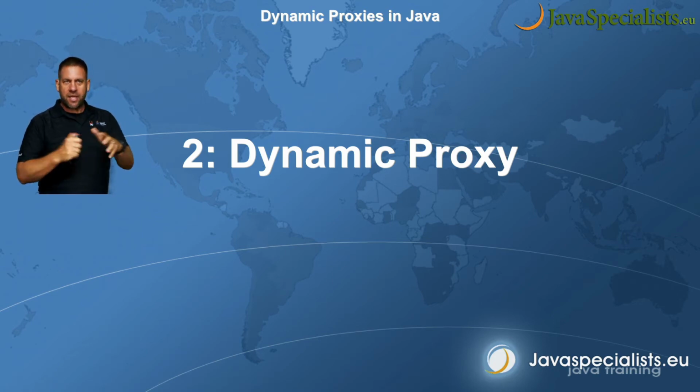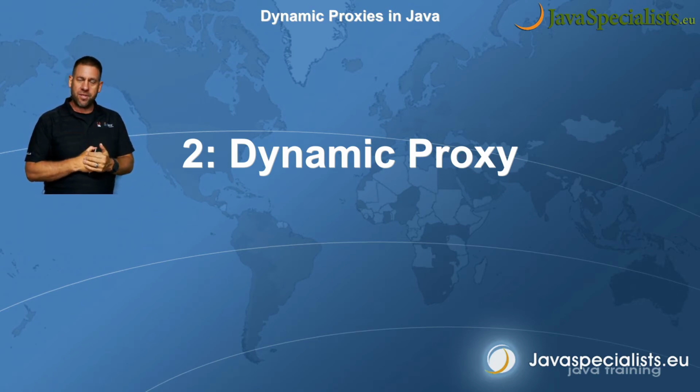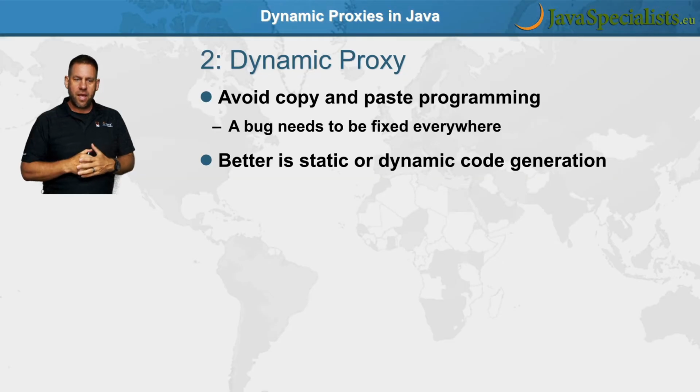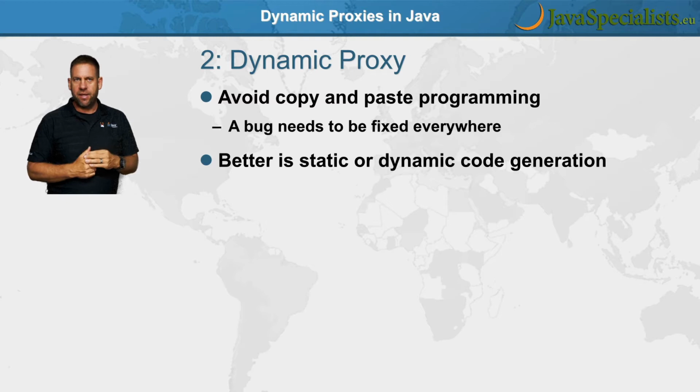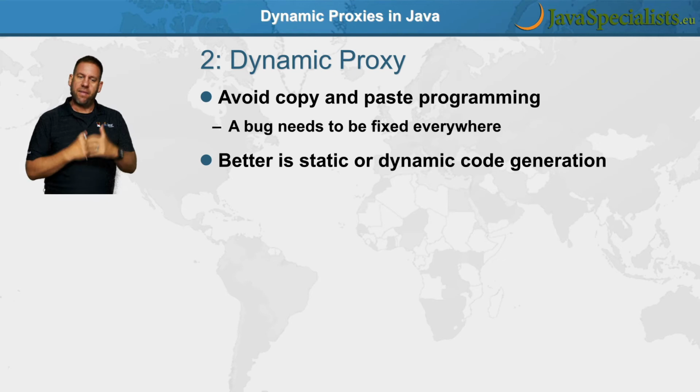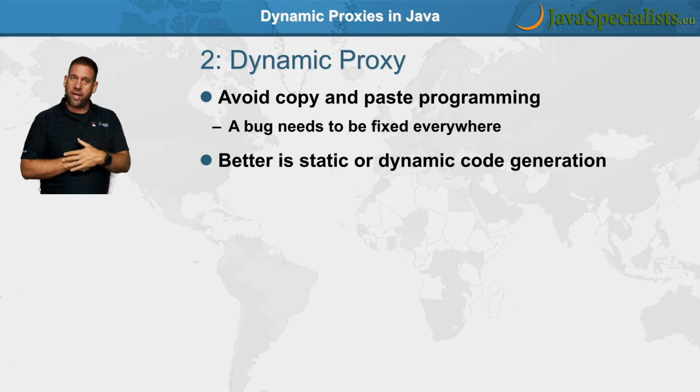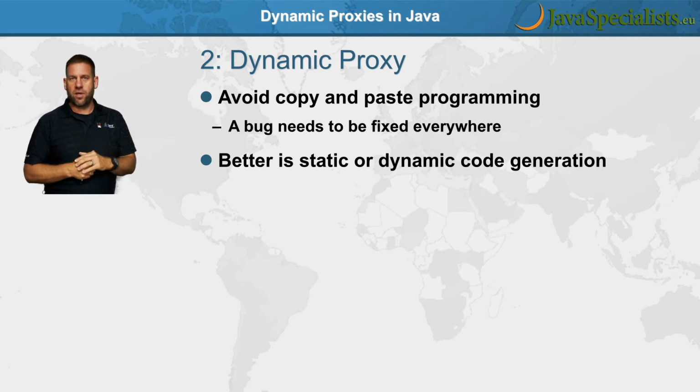Now, we've seen how to do it by hand. Let's see how we can do this with a dynamic proxy. We want to avoid as much as possible copy and paste programming, because when you make a mistake, it gets copied everywhere. Secondly, we also want to avoid generating code with the IDE, because you still have to maintain the code by hand. And if you make a change, you've got to change multiple places, and that's another problem with that type of coding. So a better approach is to do static or dynamic code generation, and we're going to focus on the dynamic code generation.